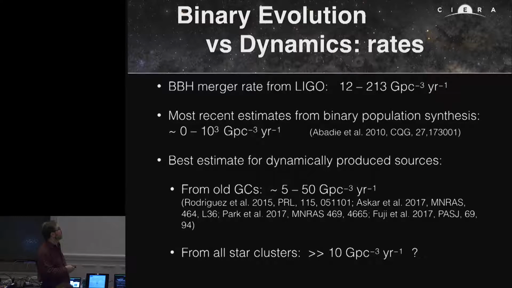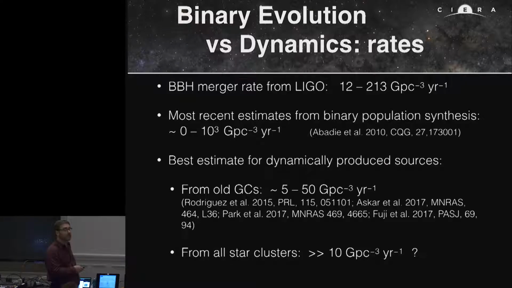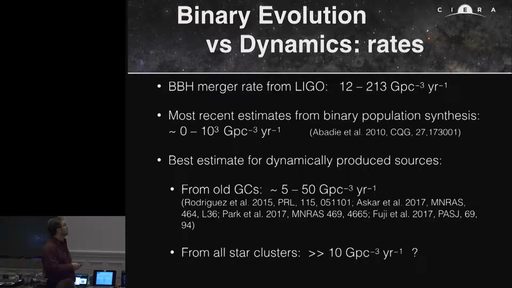This is the currently quoted empirical merger rate, still more than an order of magnitude uncertain. Binary population synthesis predicts things that are all over the place. This is the error bar you would honestly estimate if you just look at the literature and collect all the predictions. This is doing the same exercise for the dynamical formation scenario.